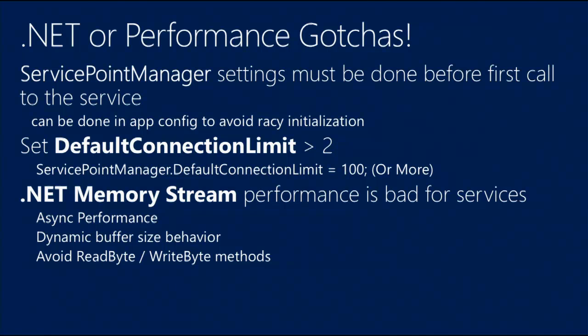The .NET memory stream performance is bad for services. If you're using this to buffer data internally in your application, we recommend you don't. There are a few reasons why. You can actually look at the source for our multi-buffer memory stream on GitHub when it releases, if you want to use that. Async performance is not optimal. The read and write byte methods actually have a comment in the code that says avoid this for anything performance critical. It allocates a tiny buffer every single time you call it. But most importantly, the dynamic buffer size behavior is not great.